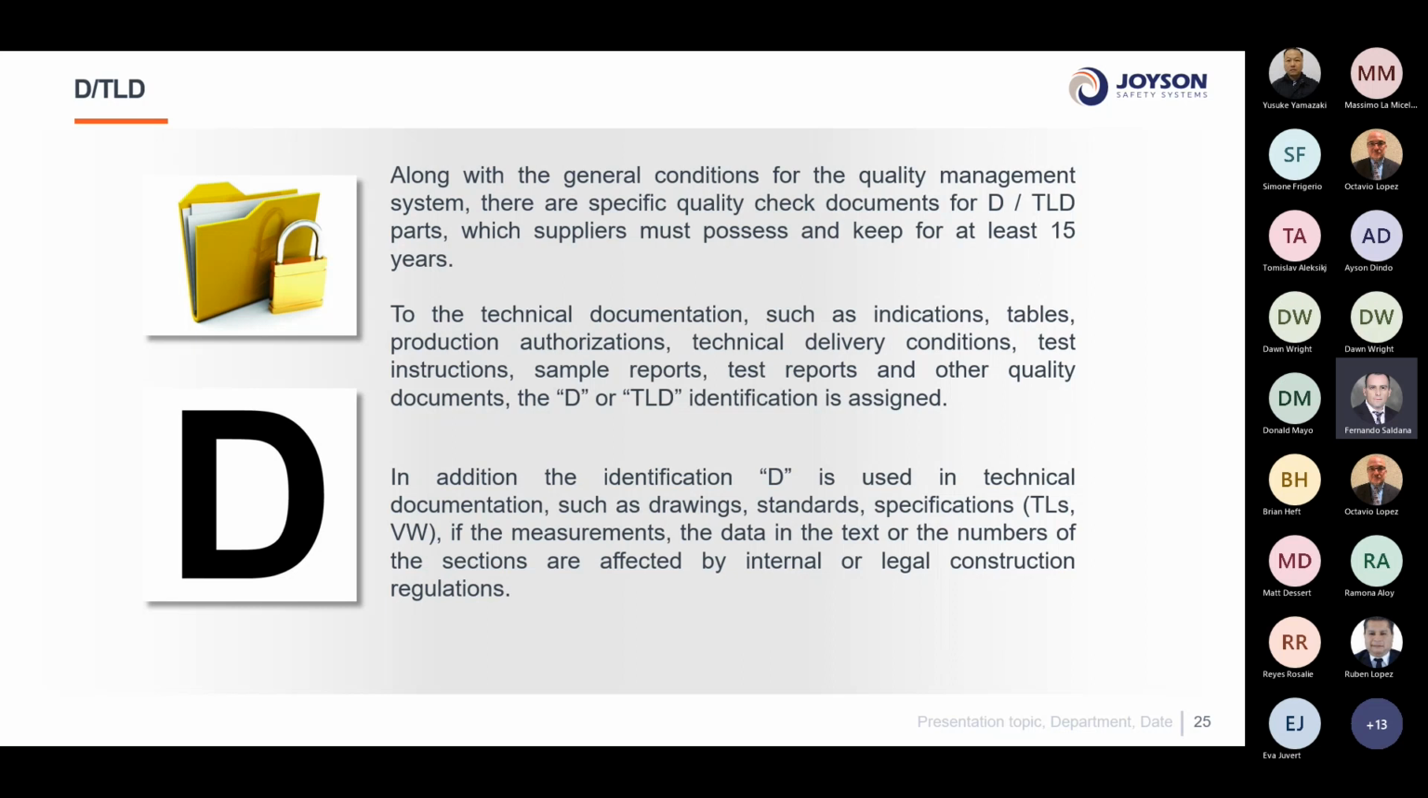Now, to the technical documentation, such as indications, production authorizations, technical delivery conditions, test instructions, sample reports, test reports, or other quality documents, the D or the TLD identification should be assigned. Everything that has relation with a safety characteristic or a critical characteristic, all the related documentation, has to be identified as D or TLD. It could be D, it could be D/TLD, or it could be just TLD. In addition, the D identification is used in technical documentation, such as drawings, standards, or specifications like TL specs or some BW specifications, and if the measurements, the data in the text, or the numbers of the sections are affected by internal or legal construction regulations. This is just informative, but it's important. Now the next one.